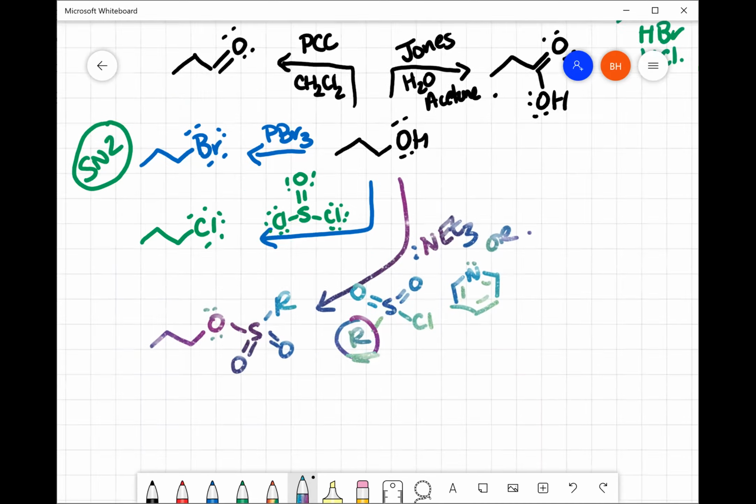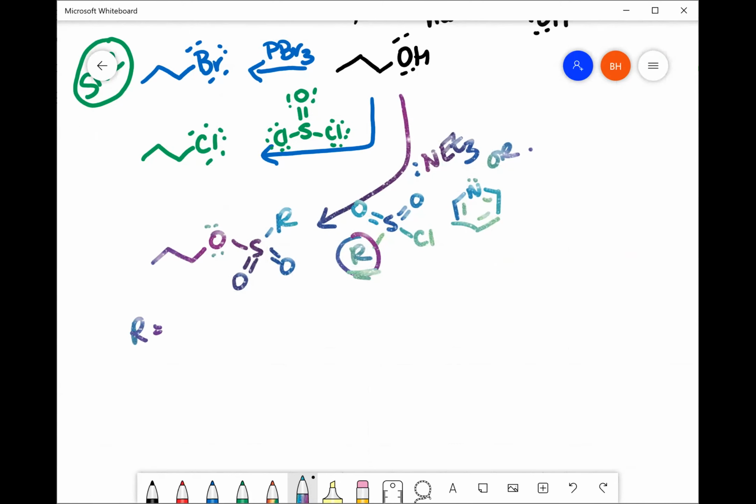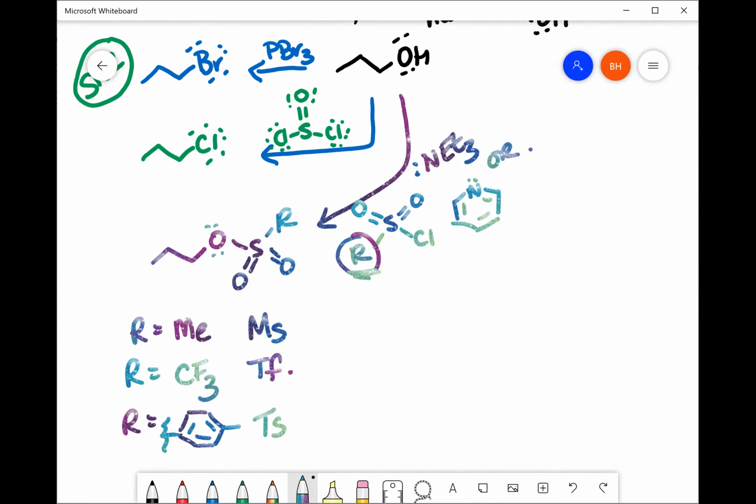So the different varieties: R equals Me, this would be the mesylate. R equals CF3, this would be the triflate. R equals the aromatic ring with the methyl, this would be the tosylate. Tosylate's probably the most popular because that aromatic ring helps crystallize it to make it a solid, so it's a bit easier to work with. So this makes a leaving group. That's useful.